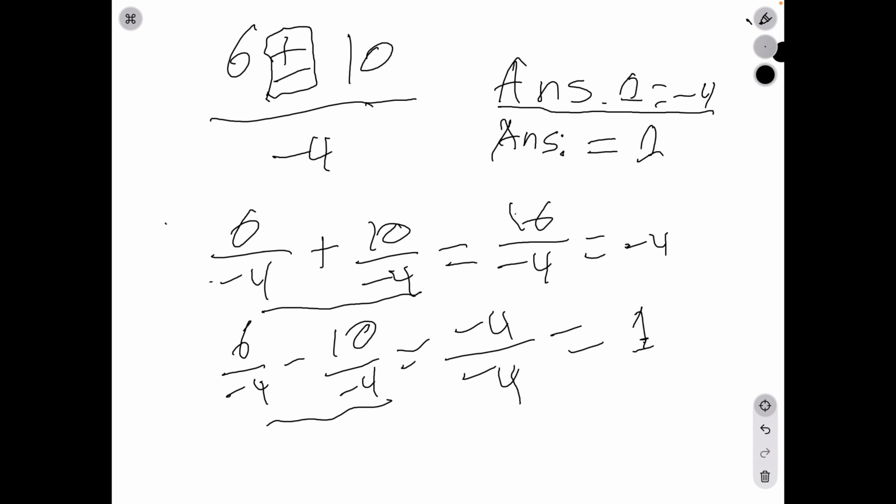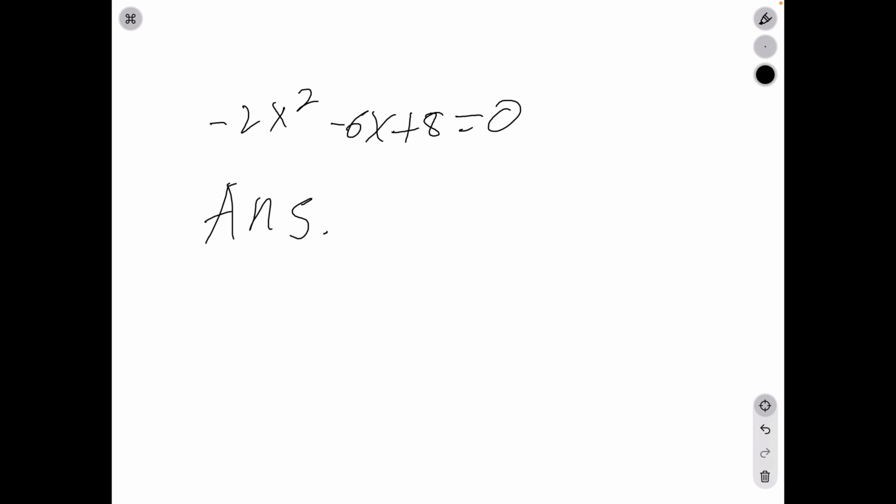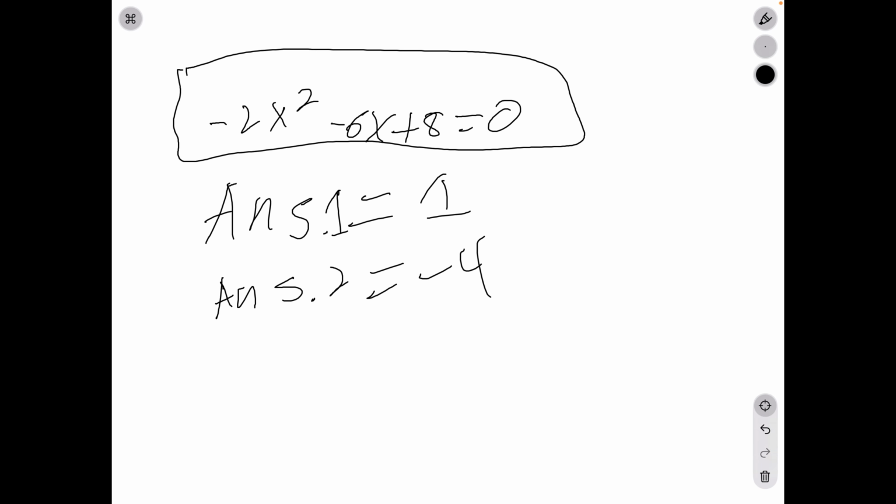So for the equation negative 2x squared minus 6x plus 8 equals 0, the first answer is 1, and the second answer is negative 4. This is how to solve a quadratic equation.